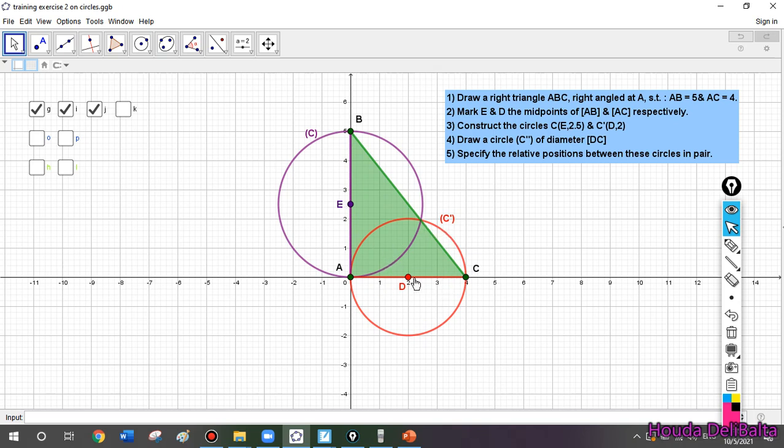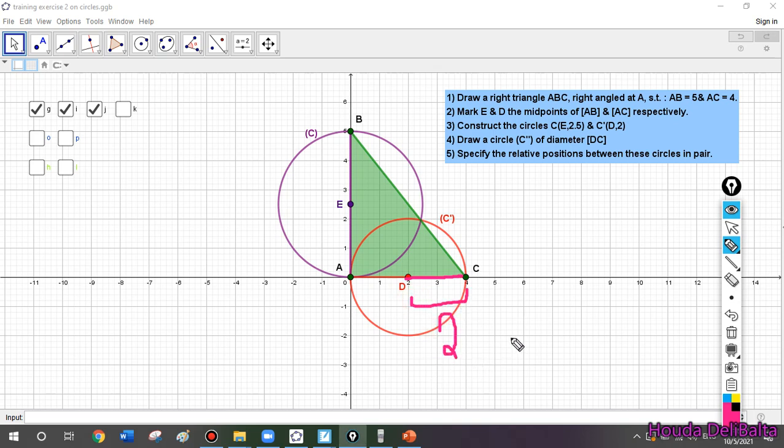And C prime is of center D, so we put the needle of the compass at D and we draw the circle of center D and radius 2. Now draw a circle C double prime. The name of the third circle is C double prime, but it is of diameter DC. What do you mean by diameter DC? If I need to draw a circle of diameter DC, the measurement of that diameter is 2.